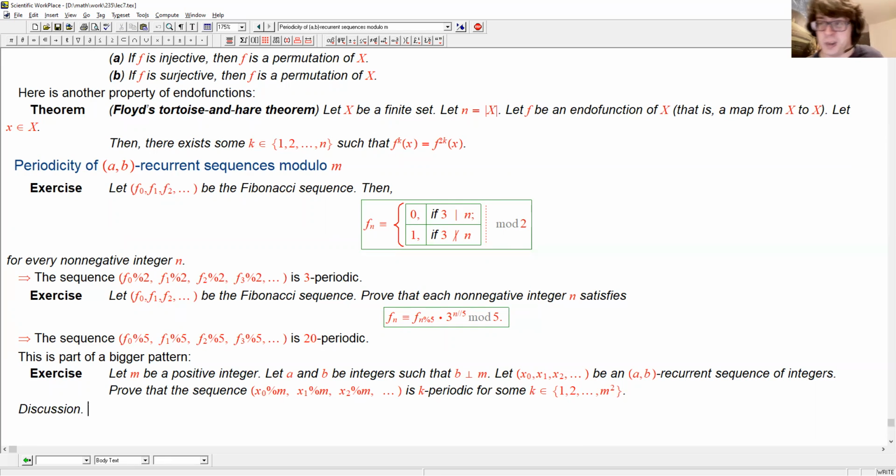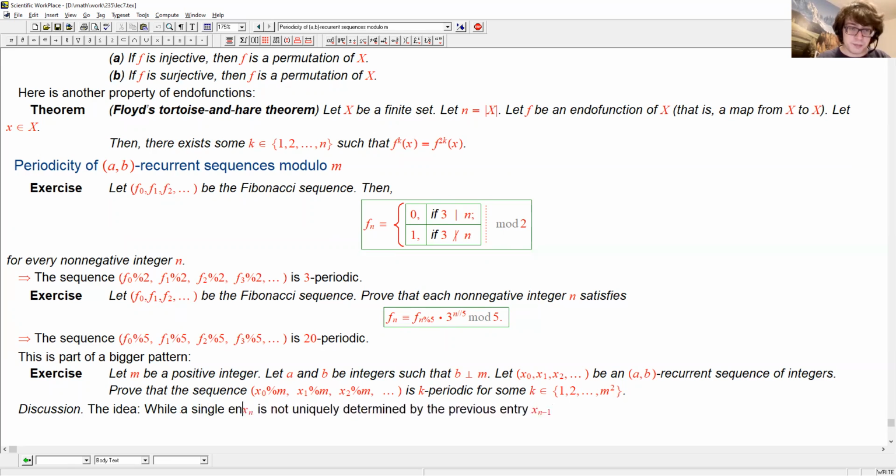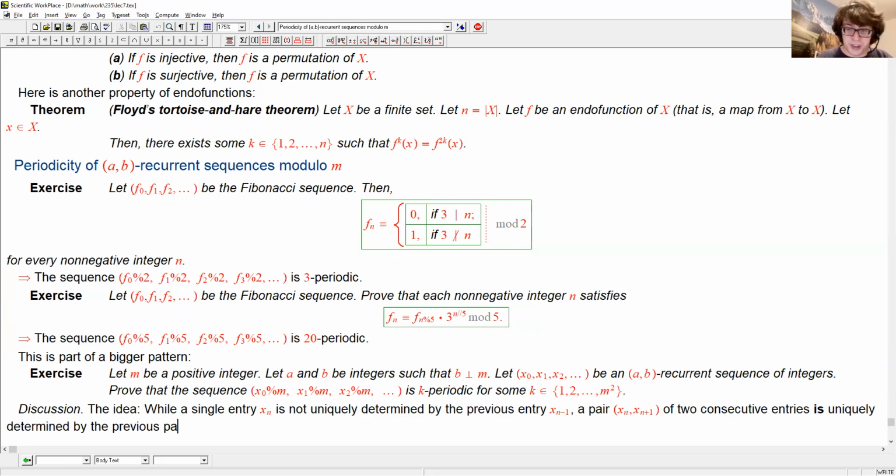So I will give an incomplete solution here, and you will have to complete it on the homework. That's one exercise. So what is the idea? While an entry of our sequence is not uniquely determined by the previous entry, x_{n-1}, a pair x_n, x_{n+1} of two consecutive entries is uniquely determined by the previous pair x_{n-1}, x_n.